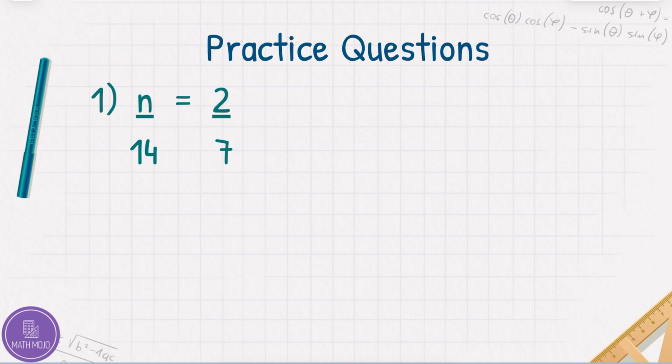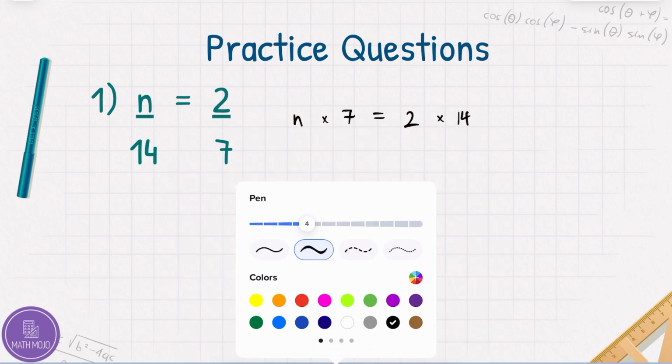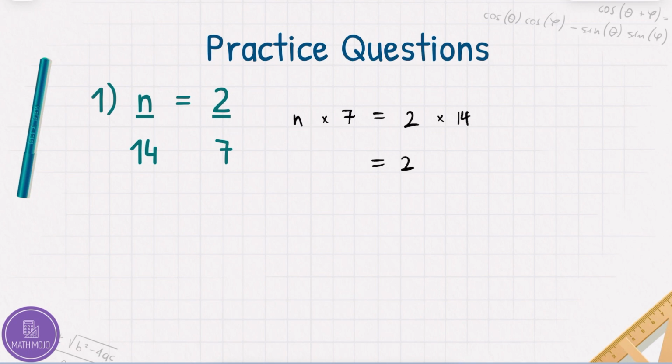Okay, so for this first question, our unknown number is in our numerator this time. So what we're going to do is cross multiply. We're going to do n multiplied by 7 equals 2 multiplied by 14, and then we can start solving. So we're going to solve the side without our unknown number, so we're going to start right over here. So 2 multiplied by 14 is going to give us 28. And on this side, we still have n multiplied by 7.